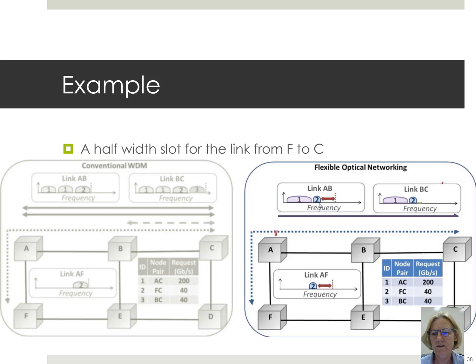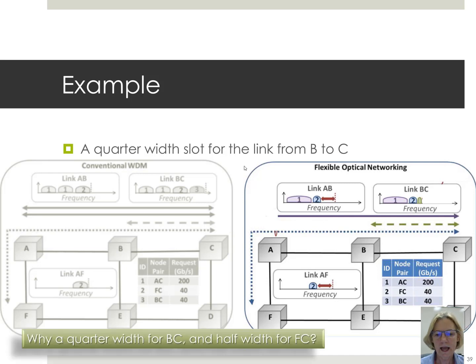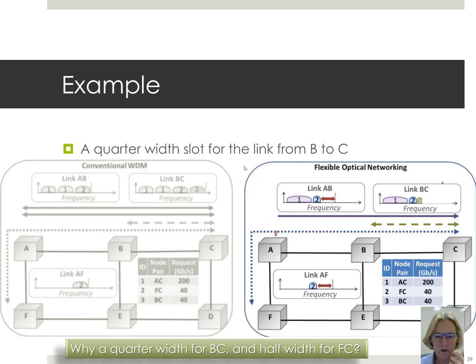So I'm using less of the spectrum sending the information. And now for B to C, I need to send another one, and in this case I also have to send 40 gigabits per second, but I'm actually going to use a quarter width slot for the link from B to C. And you may ask, why a quarter width for B to C and a half width for F to C, even though they both are looking at 40 gigabits per second?